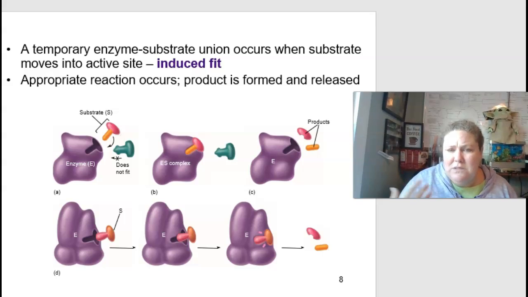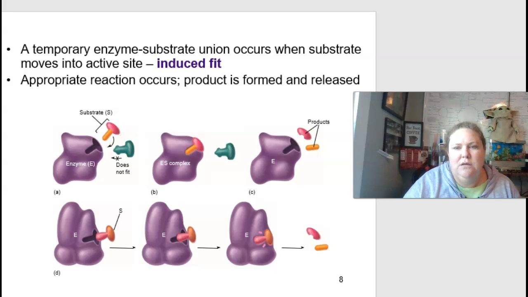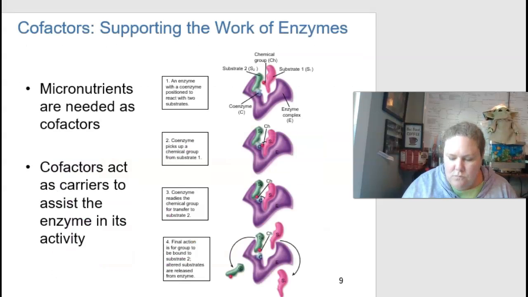The takeaway from this one is induced fit. It's a little snuggle, right? It's like key and lock, or hand and glove. It fits very tightly, so it's a very specific reaction that is occurring.